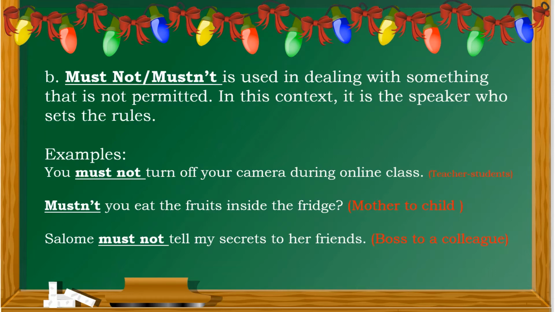Examples: you must not turn off your camera during the online class. So this is just between the teacher and his or her students. Next, mustn't you eat the fruits inside the fridge? This is pertaining to something between the mother and child. Last, Salome must not tell my secrets to her friends. This is just between the boss and her colleagues.